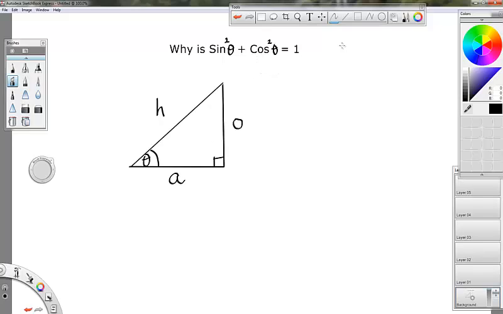We also should point out, of course, that a squared plus b squared equals c squared. That's from 600 BC, Pythagorean theorem. But in our case, we would say a squared plus o squared equals h squared. This is representing the sides with opposite, adjacent, hypotenuse. So we know that these two things are true. What we're trying to do is show that this is true.